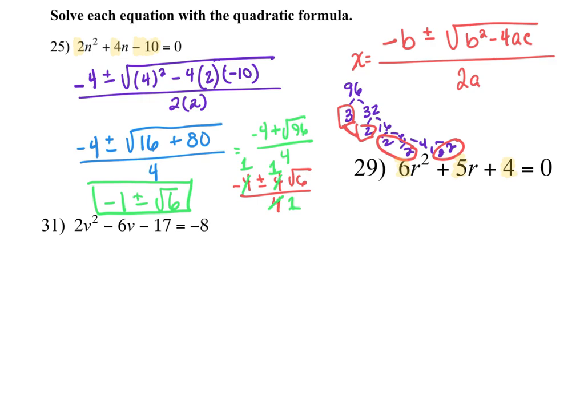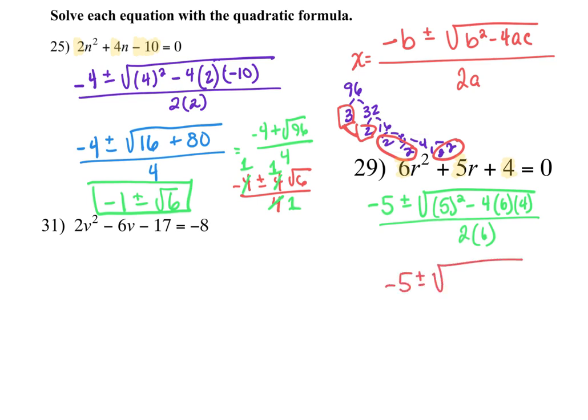Negative B, that's negative 5, plus or minus the square root of b squared, 5 squared, minus 4 times a times c, all over 2 times a. All right, let's simplify. Negative 5 plus or minus, what is 5 squared? 25, there we go. All right, I have 4 times 6 times 4, all right, 96, all over 2 times 6 is 12.